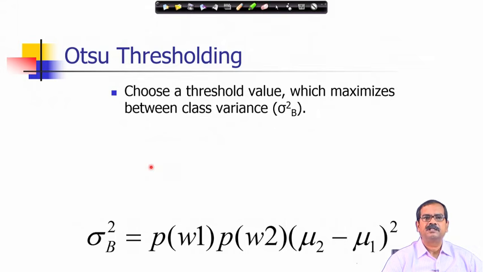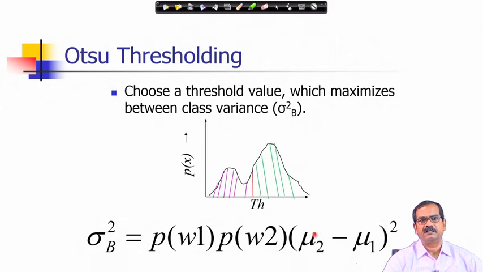There is another method we can consider here, which is almost similar and also defines an optimization function by which you can get the threshold value. This optimization function is the between class variance of the two classes. The between class variance is defined by the parameters I discussed earlier. This is the class probability of W1, this is the class probability of W2, and these are the means of each class.